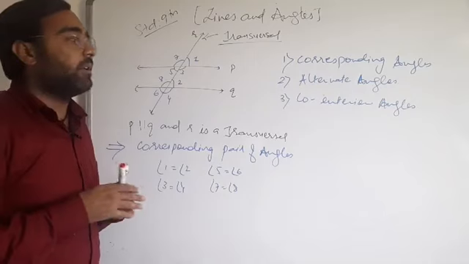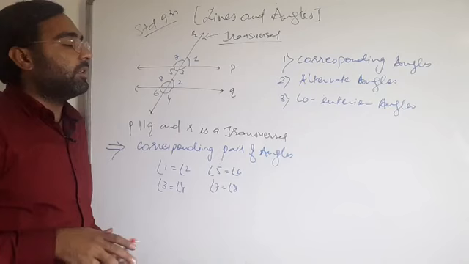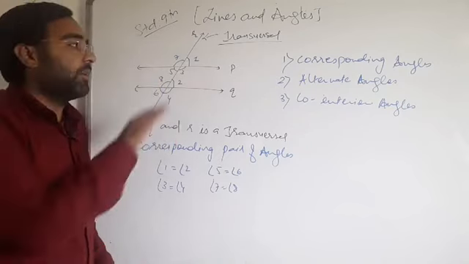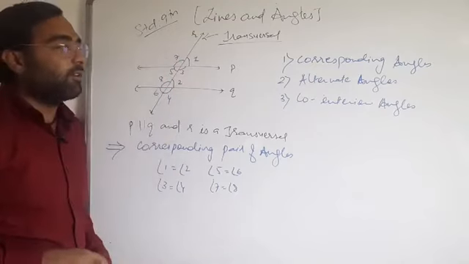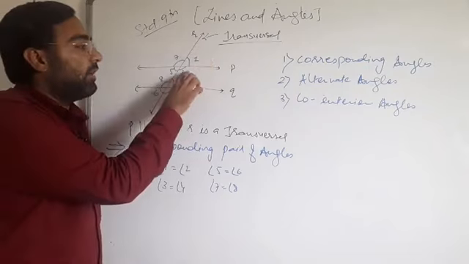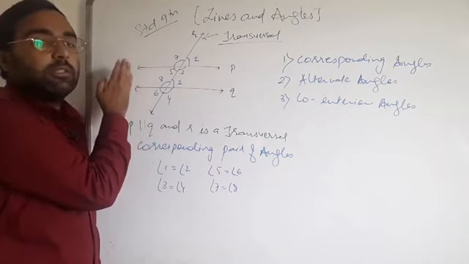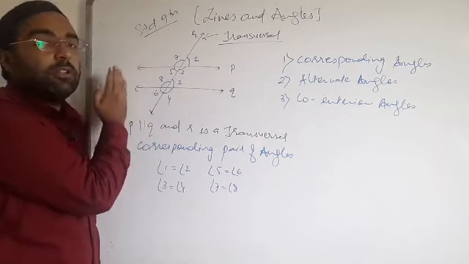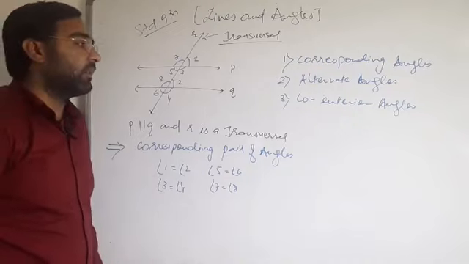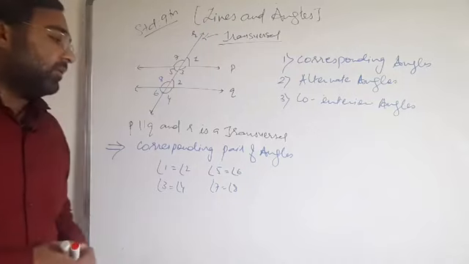How to specify corresponding angles? Corresponding angles are shown on the same side. Now 1 and 2 are on the same side, 3 and 4 are also on the same side, 7 and 8 are also on the same side, and 5 and 6 are also on the same side. Okay, now wait for the alternate angles.